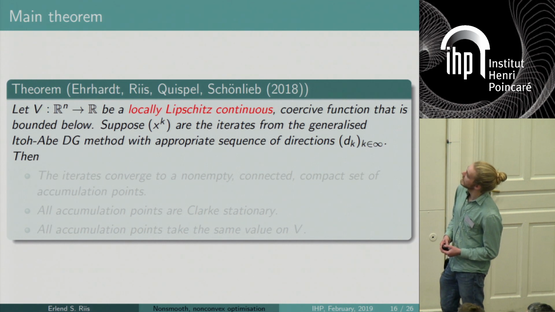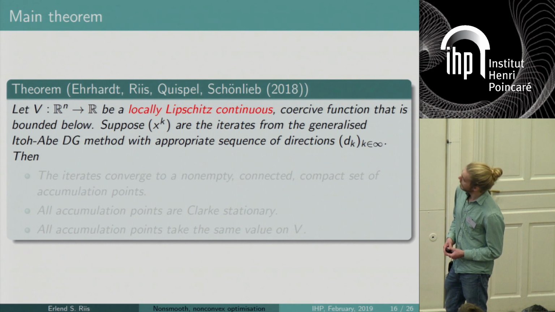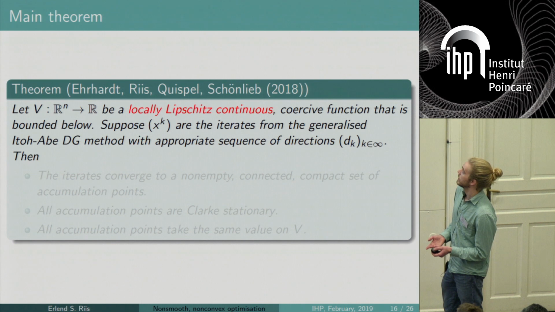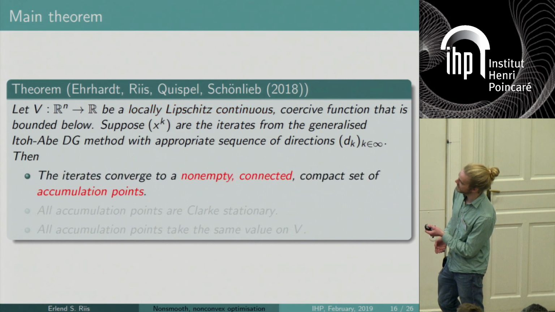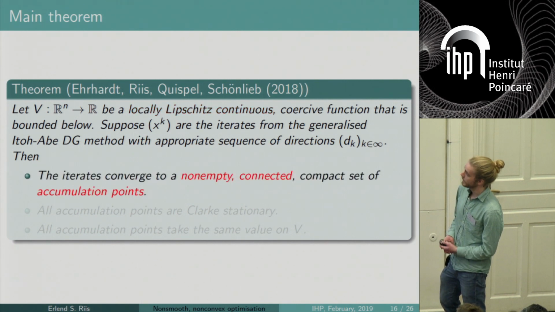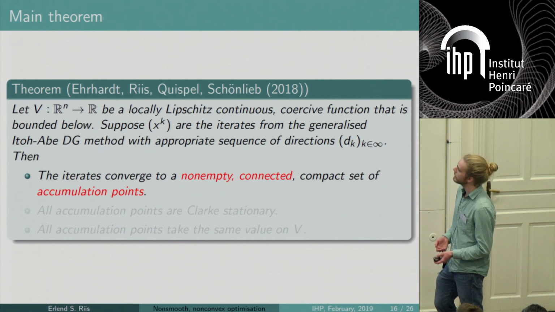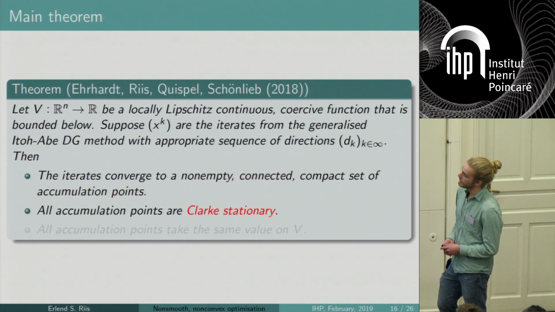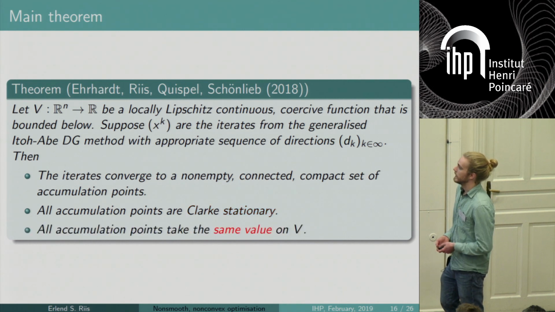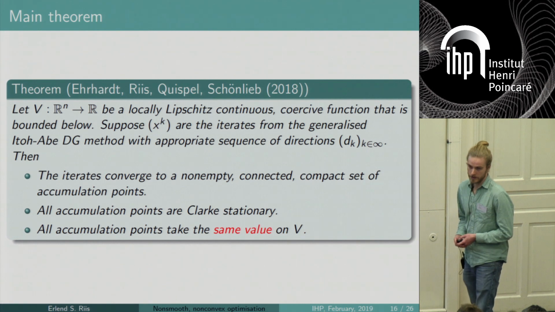So that leads to the main convergence theorem of this paper. If the function is locally Lipschitz continuous, and we make appropriate assumptions on the directions, as I just discussed, then we can show that the iterates will converge to a non-empty, connected and compact set of accumulation points. All the accumulation points will be Clarke stationary, and all accumulation points will have the same function value of V.